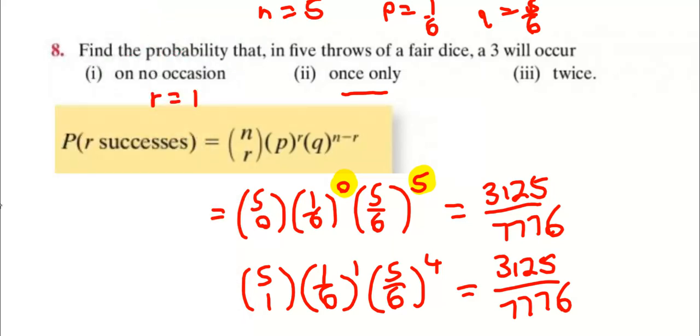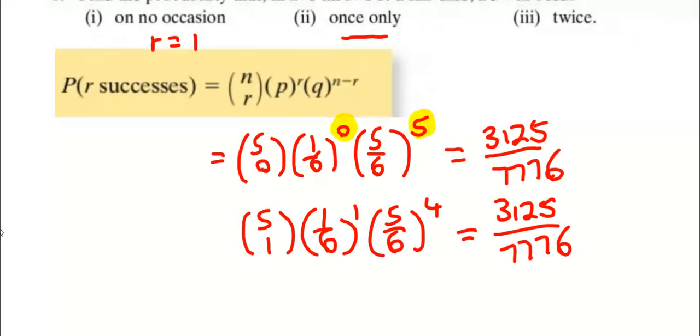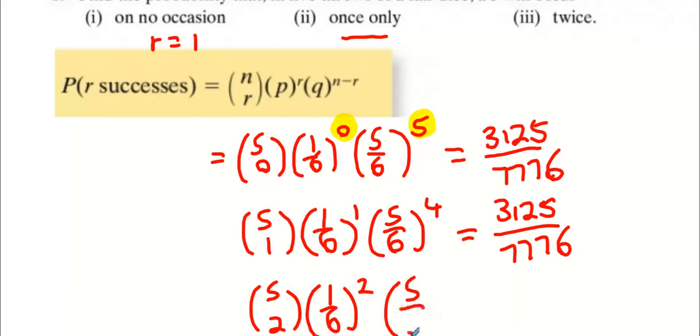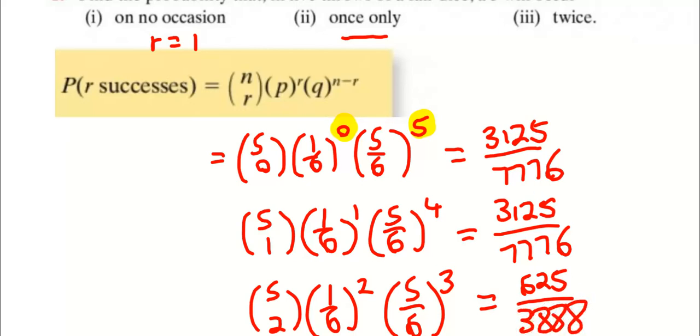What's the answer for twice then? Twice, anybody? 5C2, 1/6 to the power of 2, 5/6 to the power of 3. It tells us all the ways we can get 2 successes and 3 fails. And that comes out to 625 divided by, I got 3,888, if anybody else gets the same answer. Perfect.